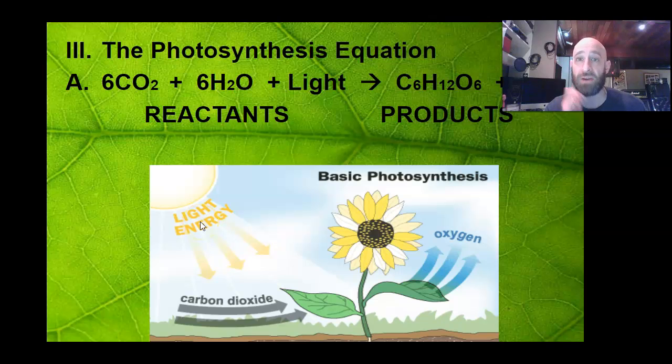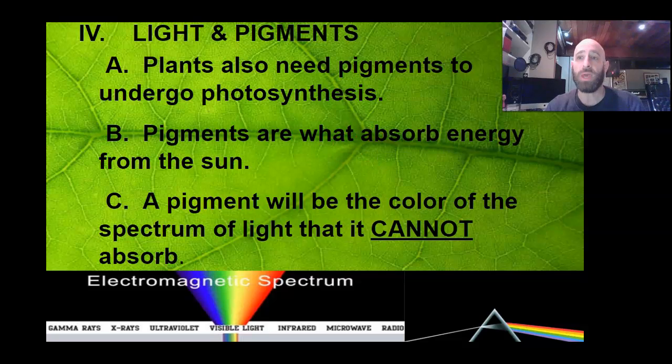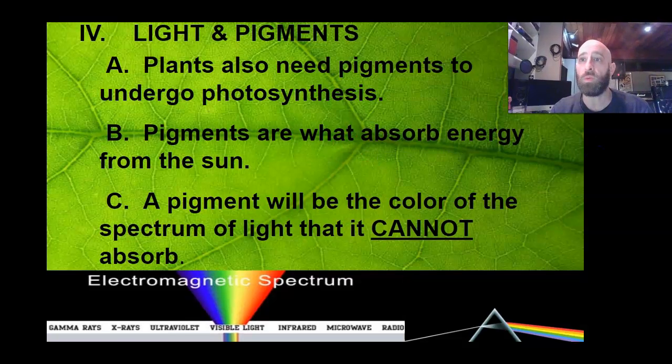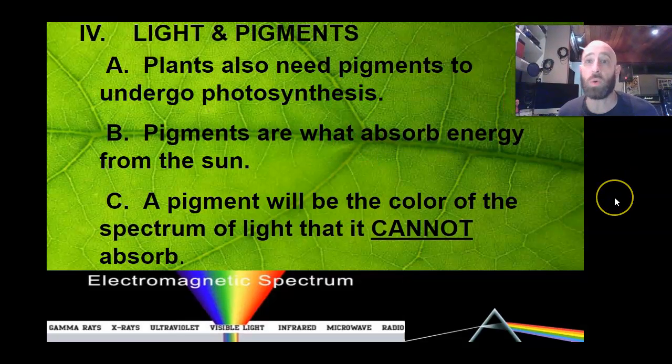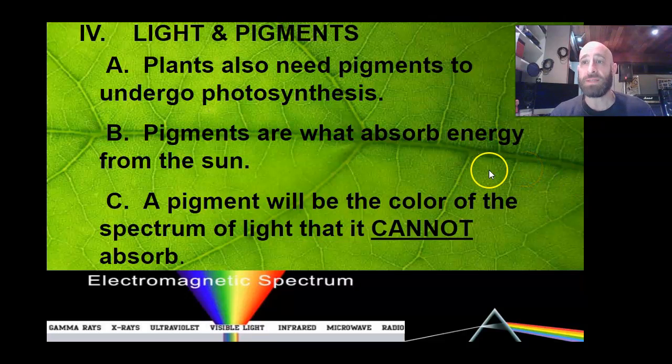And the sun gives out an insane amount of energy, and plants are able to harness that energy using a chemical that we're going to talk about today called a pigment. So pigments are chemicals which either reflect or absorb energy from the sun in the form of light. So plants need these things called pigments to undergo photosynthesis, and pigments can do one of two things. They either reflect light or they absorb light.